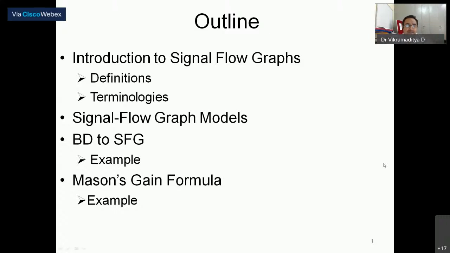So these points will be covered today: the introduction to signal flow graph, definition, then what are the terms which are used in a signal flow graph. Then what is the signal flow graph model, then how to convert a block diagram (BD) to a signal flow graph. Then we will take some examples, and then the most important thing related to the signal flow graph is Mason gain formula, with an example related to it. So today this much we will have to cover.